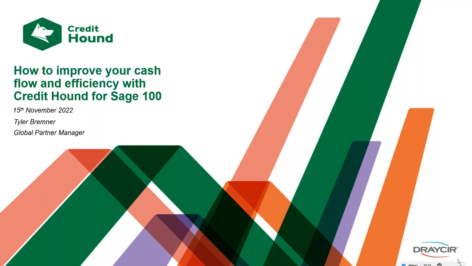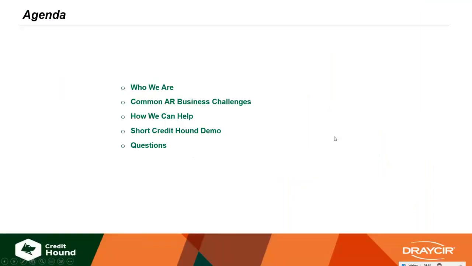Thanks ever so much, and thank you all for taking the time out to join us today to learn how Credit Hound can help you improve your cash flow and your accounts receivable efficiency as well, all for Sage 100. We will have time for Q&A at the end, so any questions, please feel free to pop them in the chat box as we go through.